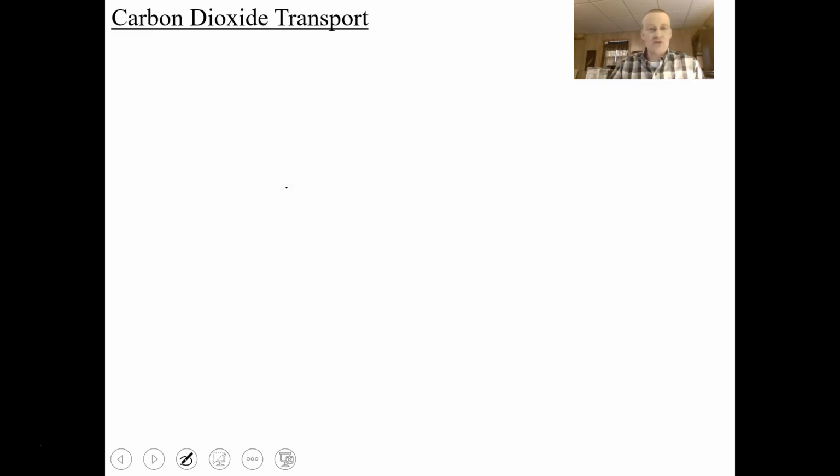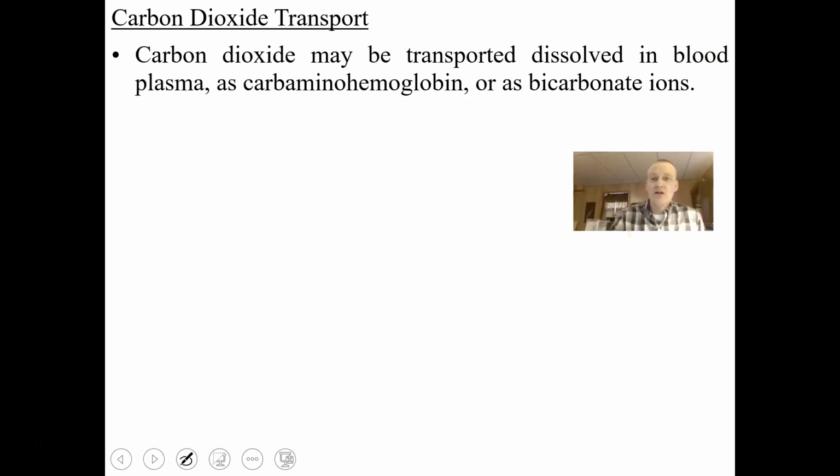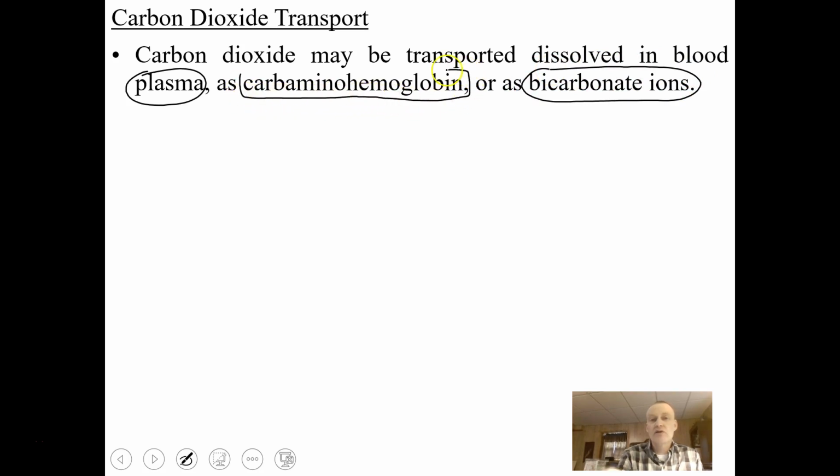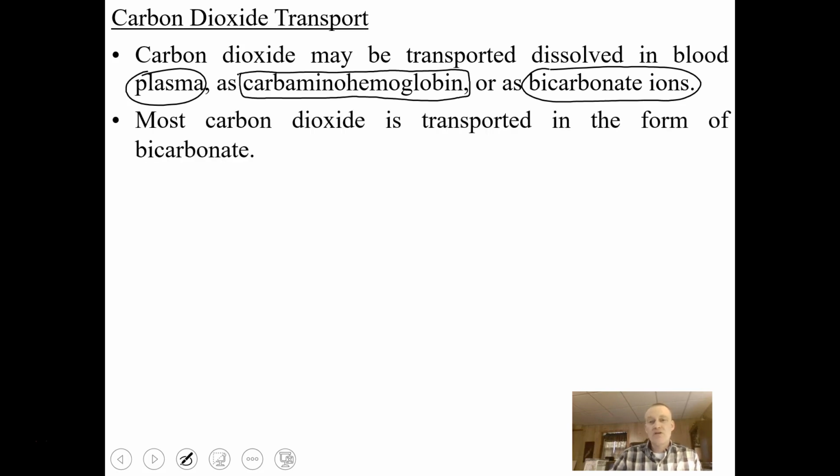All right, let's talk about how carbon dioxide is transported. Carbon dioxide can be transported in the blood plasma just as a gas. It can be transported as bicarbonate ions, and I'll show you how that works in a minute. Or it can join with the hemoglobin molecule to form carbaminohemoglobin. So it literally can sit in the seats of the roller coaster, hemoglobin being the roller coaster. It can sit on the hemoglobin molecule. Most carbon dioxide, though, is transported in the form of bicarbonate.